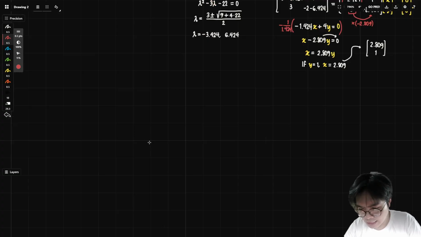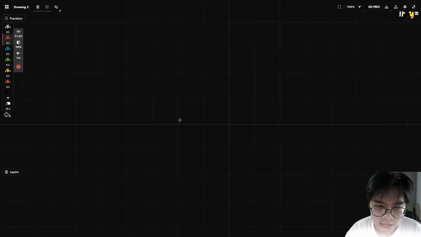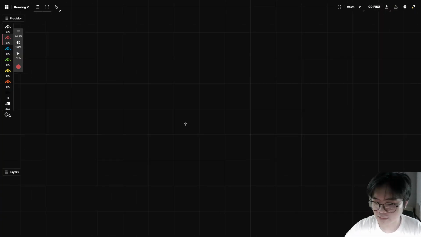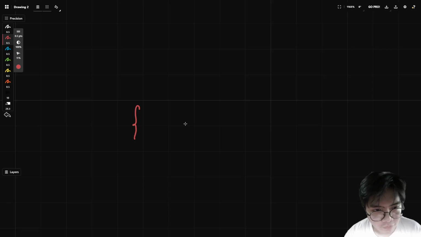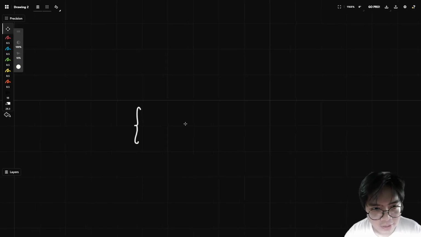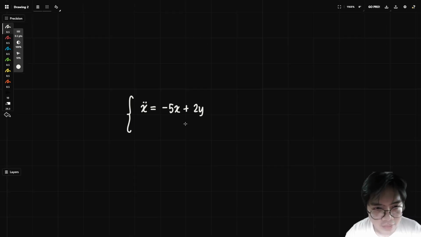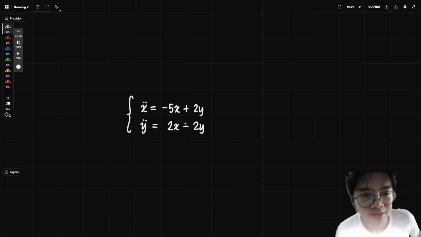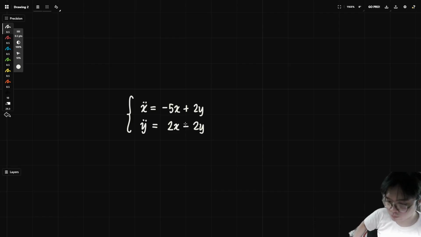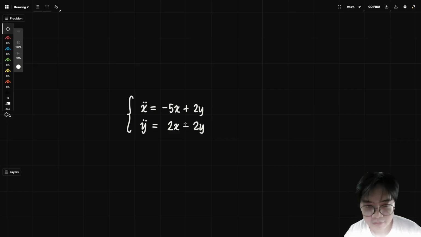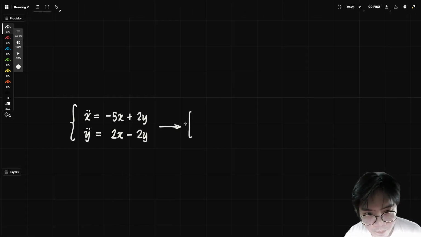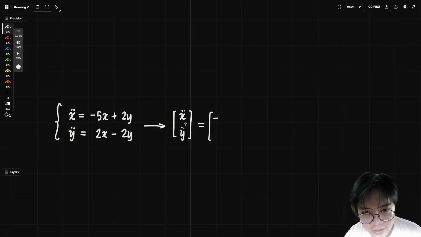Now we'll try looking at this on a perspective of 2 DOF, right? 2 DOF. Let's say, for example, we have this system right here. We've managed to somehow get these guys in order such that x double dot is equal to -5x plus 2y. And then for y double dot, you will have 2x minus 2y. So now we will have something like this. And of course, we can turn this into a simpler kind. We can just turn this into x double dot, y double dot as a matrix in here is equal to, right? -5, 2, 2, -2, and then x and y in here.